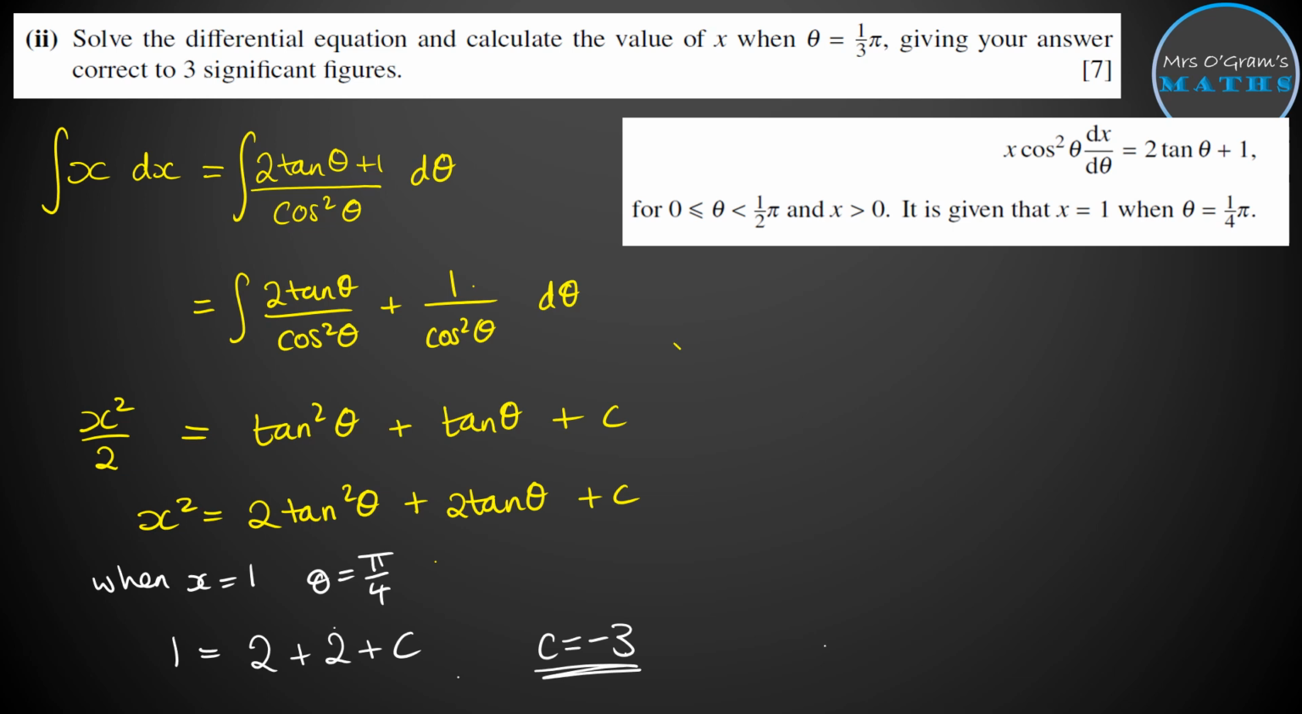Now we can carry on and work out when theta is pi by 3, what x will be. And if you work that through, you'll get a final answer of x equals 2.54, and we're going 3 significant figures, so we leave it at that.